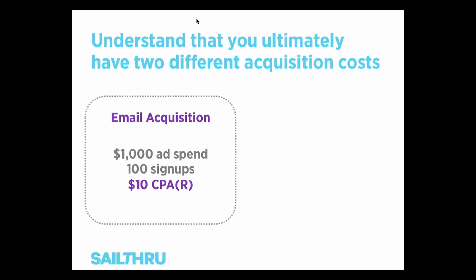So that $10 is really what I would call a CPAR, or a cost per acquired registrant. You could call it per acquired lead or email or whatever other nomenclature you're most comfortable with. So what is the other CPA then?